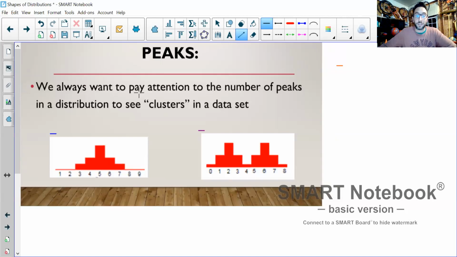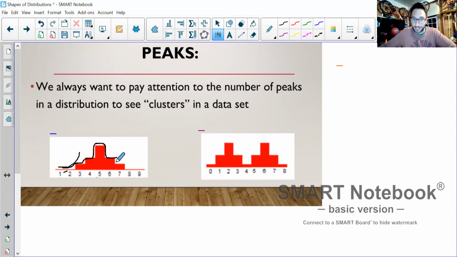When we look at the peaks on this side, as we consider the shape, we want to think about the general outline of the shape. I'm not going to trace along every single bin like this. We're thinking more of the general trend as we follow along the outside of the histogram. Something like this.